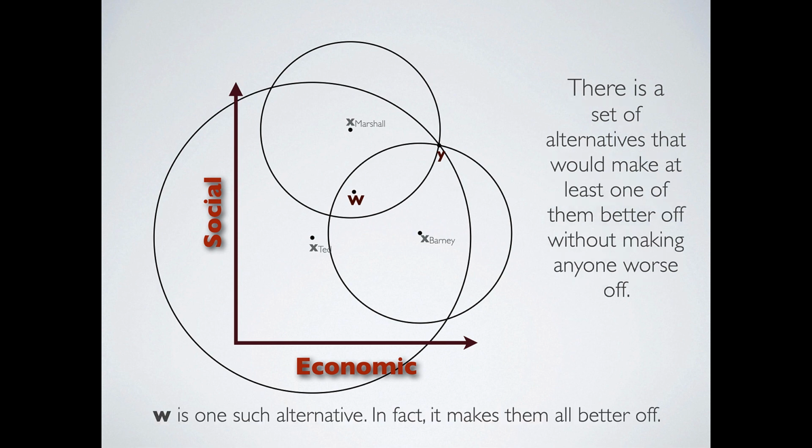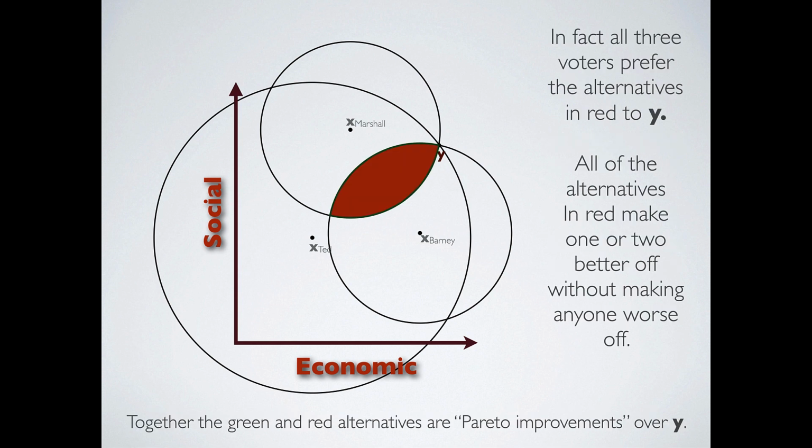In fact, it makes them all better off. All right. All of the alternatives in red make all of them better off. And all of the ones in green make at least one of them better off, sometimes two of them better off. Not all three. All three is the red part. But the green part, notice if I'm moving along this indifference curve, Marshall likes that better and Ted likes that better, but Barney is indifferent. But that's okay. That's still a Pareto improvement over Y. Barney is just as well off. Marshall and Ted are better off.